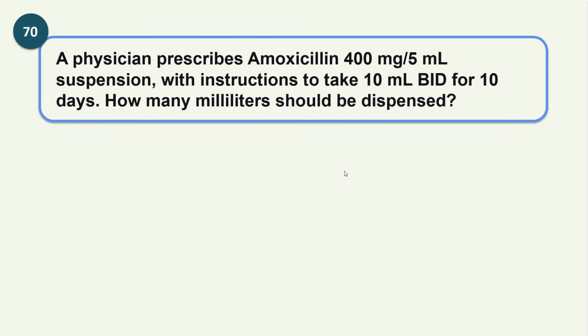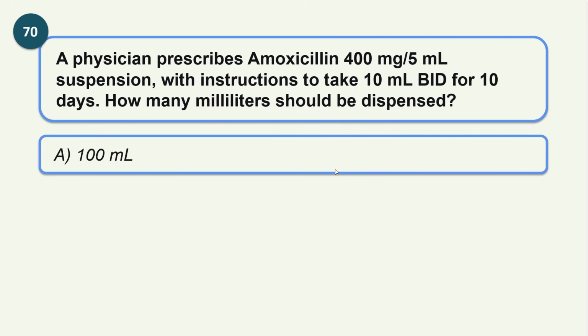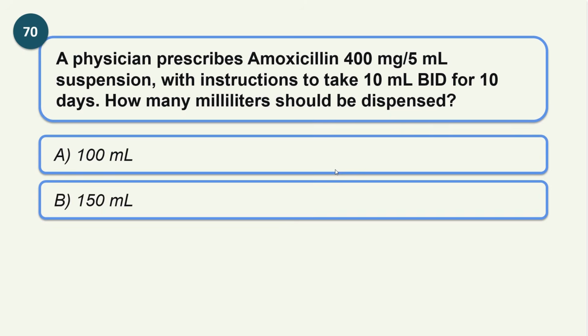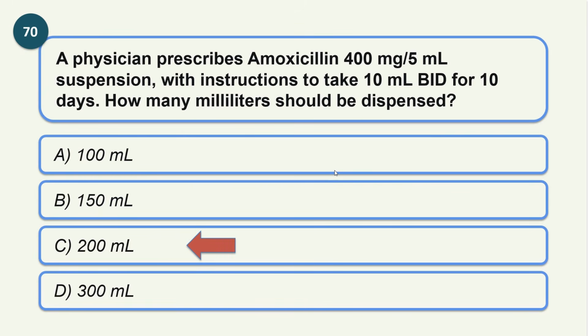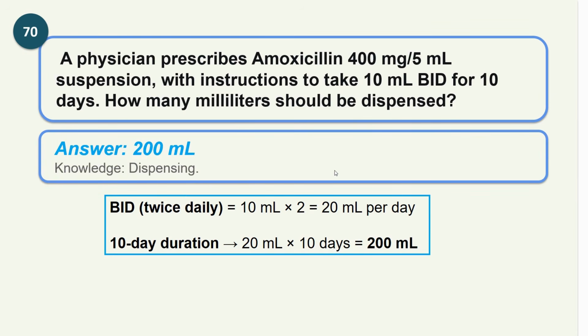Next, a physician prescribes amoxicillin 400 milligram per 5 mL suspension with instruction to take 10 milliliters BID for 10 days. How many milliliters should be dispensed? A, 100 mL, B, 150 mL, C, 200 mL, D, 300 mL. Correct answer is 200 mL. Let's solve. So here BID is twice daily. Each time 10 mL. Twice daily will be 20 mL per day. So 20 times 10 is 200 mL.